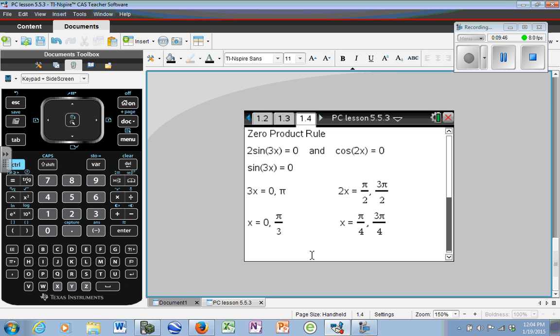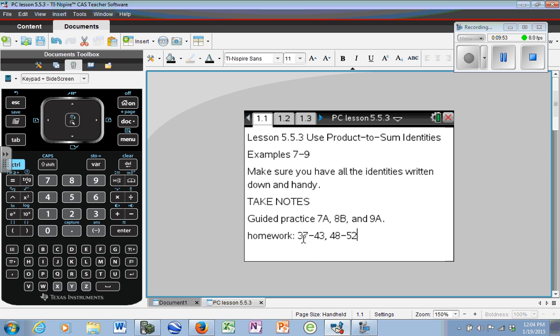Check the first page or your handouts to find out what it was that I was asking you to do for homework. Oh, there it is. 37 to 43 and 48 to 52.